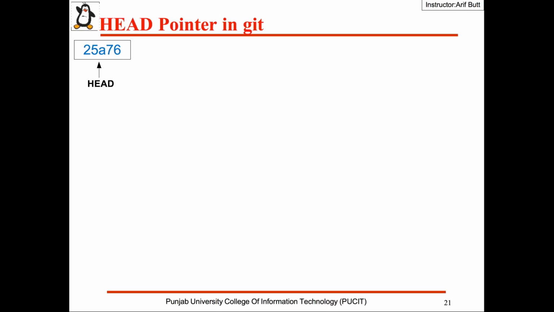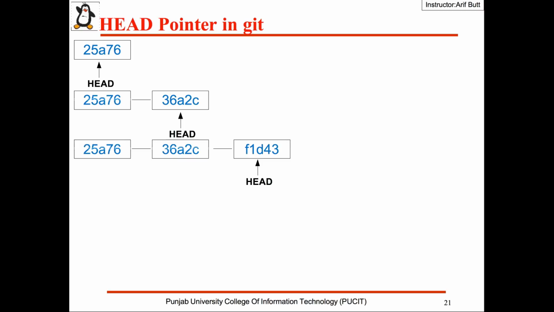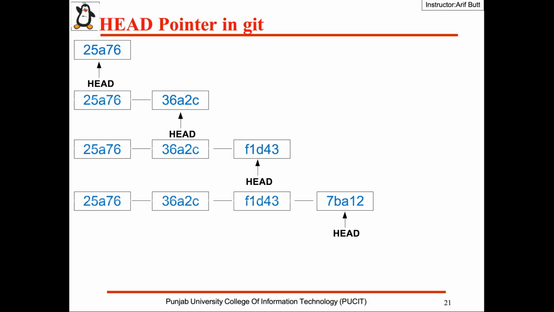In the very beginning, when you do a first commit, the head points to the only commit object. Once you do another commit, the head also moves ahead. On a third commit, head moves ahead. And on the fourth commit, head again moves ahead. So head always points to the latest commit object, and whenever you do another commit, head moves to that location.